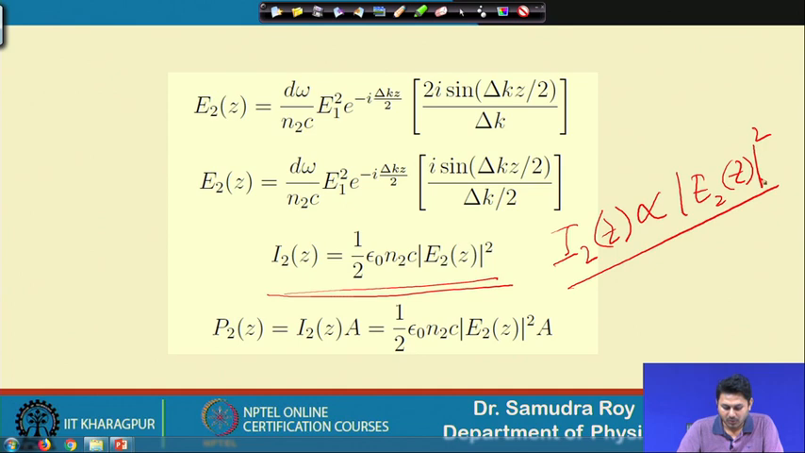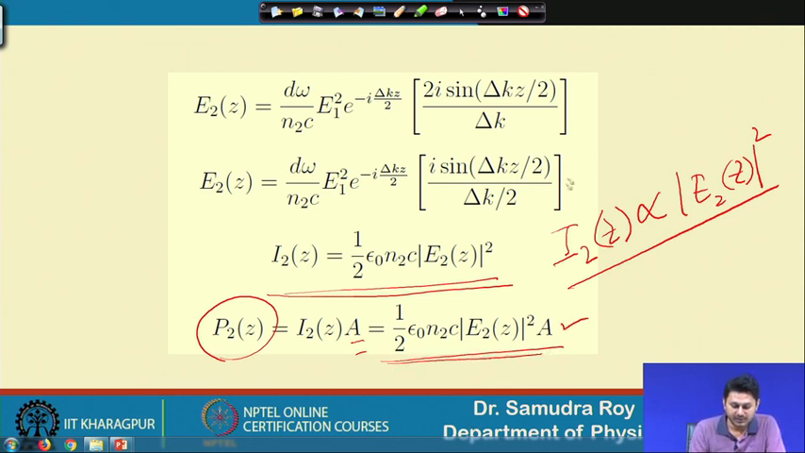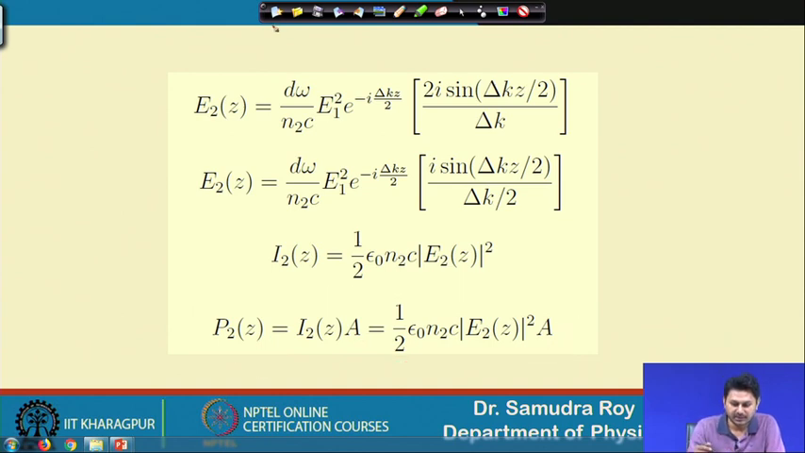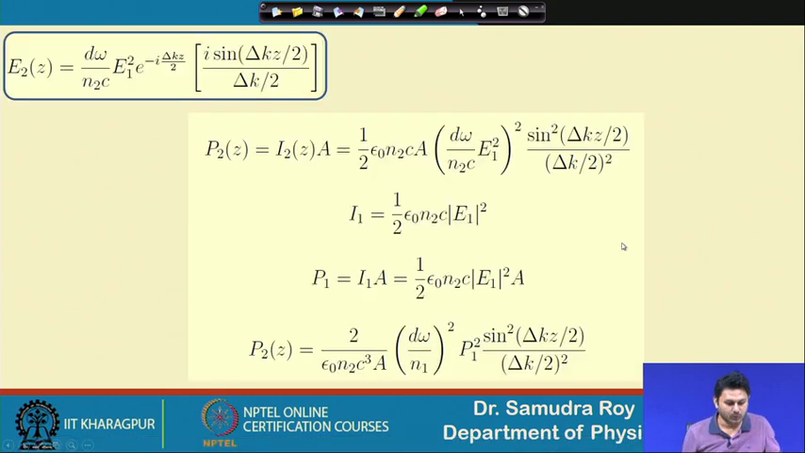Now this intensity can be represented in terms of power also by multiplying the area. If I do that, we will have the same expression multiplied by area. Since the value of E2 is known, I can try to find out the corresponding power. At the end of the day, we try to know the power of the second harmonic, so that is why we can convert everything into power. Okay.